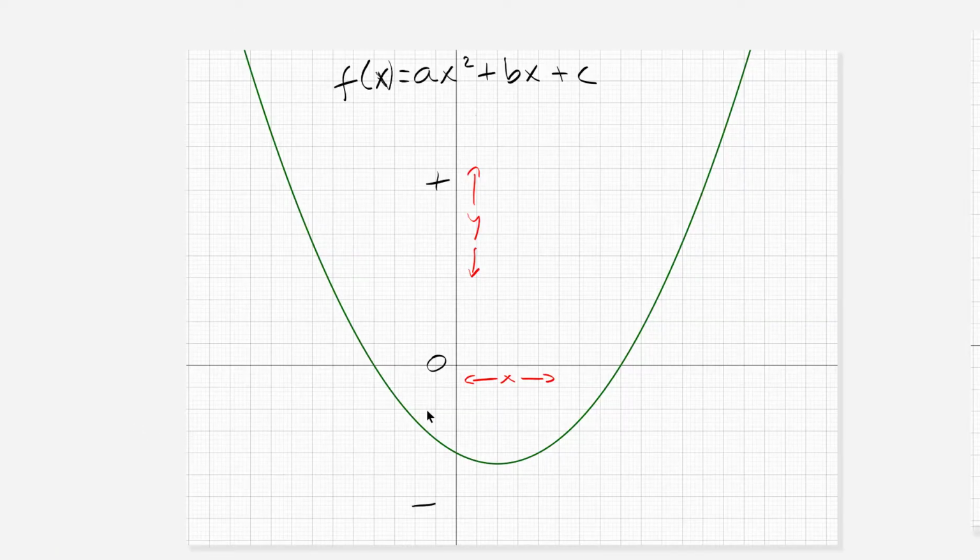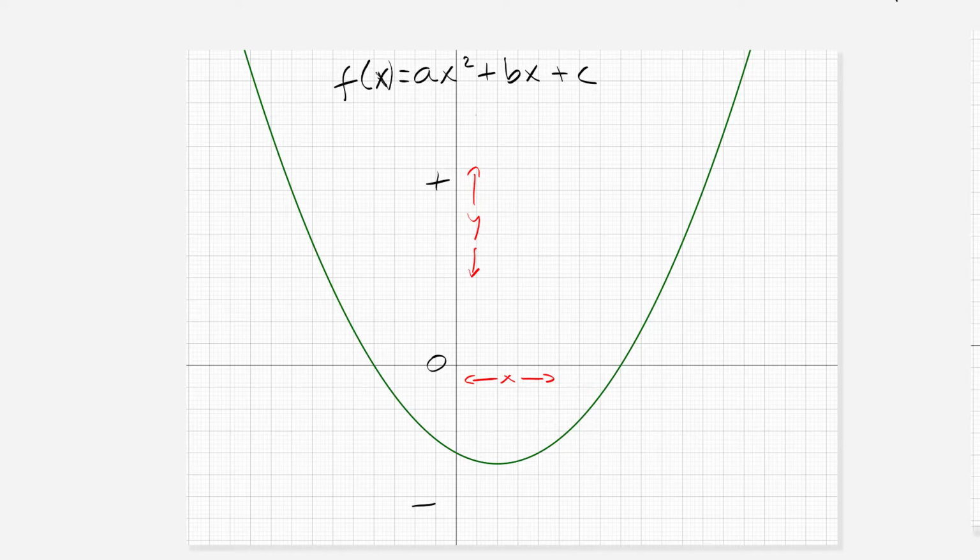So here I have just a basic graph of any quadratic function of the format ax squared plus bx plus c. We have our x-axis and we have our y-axis. Now on the y-axis, we know that the y value is 0 right here. These are all the positive y values. These are all the negative y values. All right, so keep that in mind.